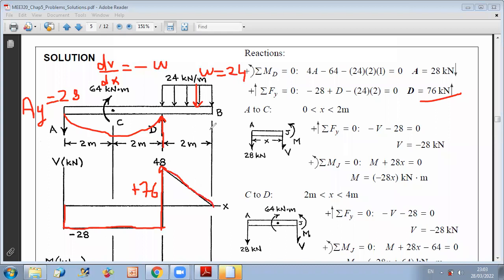And we should verify that at B, the shear should end at 0. Why? Because at B, we don't have an external reaction or an external force. So the shear will go to 0.